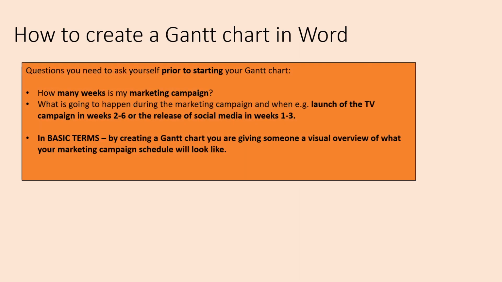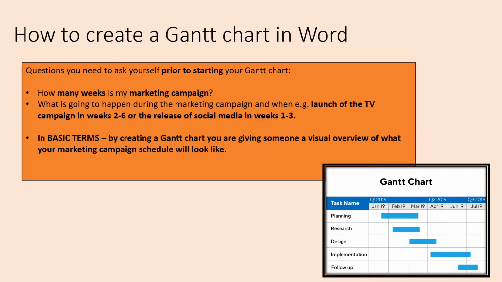There's a couple of things that you need to think about prior to starting your Gantt chart though when you're doing Part B. For example, how many weeks is my marketing campaign? If it's 1 week, 5 weeks, 10 weeks, 15 weeks, will determine the number of columns that you are going to need in your Gantt chart.